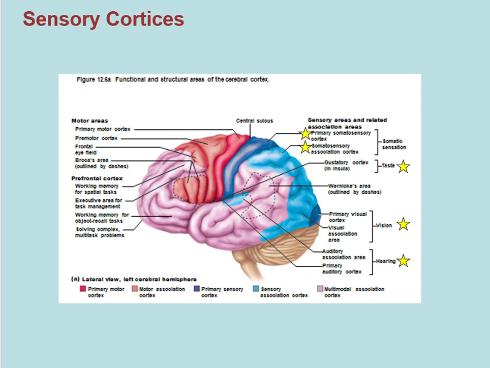Alright, so for hearing, our auditory association area and primary auditory cortex is located superiorly on the temporal lobe, so it's located close to that lateral sulcus.